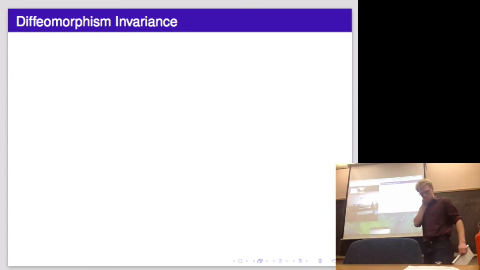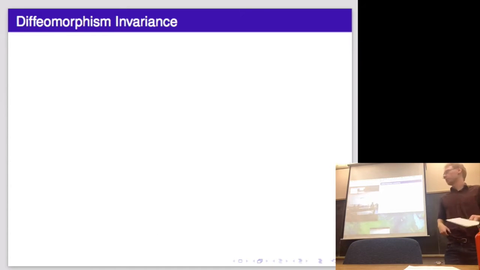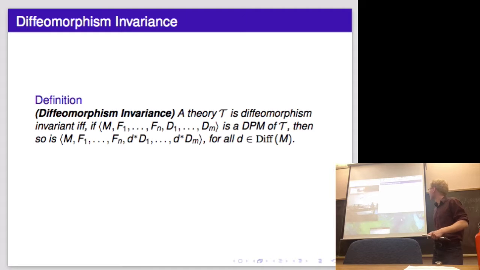Okay. So now the final thing that I want to introduce before we can get onto the main bit of the talk is the notion of diffeomorphism invariance. Of course, there's a big literature on this topic, so again, I'm just going to give you one definition, and again, this will be following Pooley's paper. So Pooley defines diffeomorphism invariance in the following way.